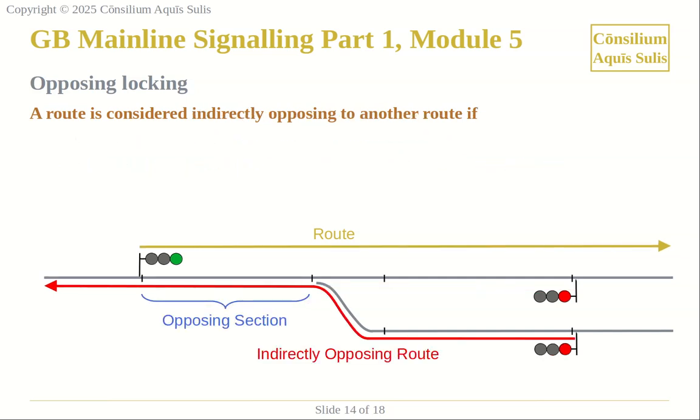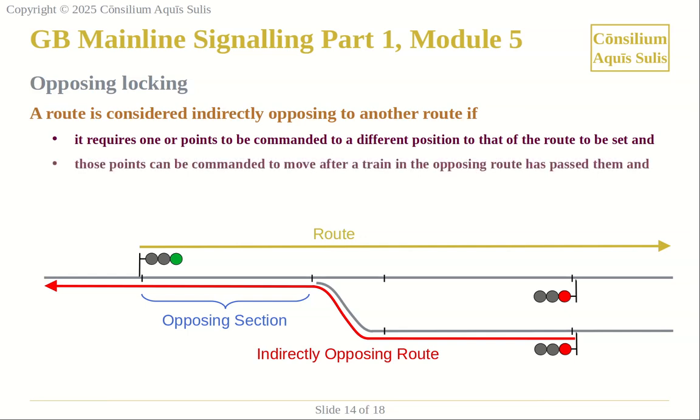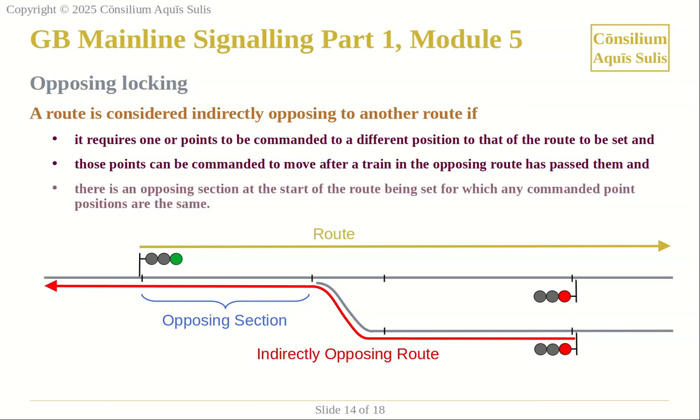An indirectly opposing route is one that requires some set of points in a slightly different position, so the point locking should prevent it being set at the same time. However, if a train passes through an indirectly opposing route, it gets to a position past the points, the blue section in the diagram, where it's on a section of track that is directly opposing. If the points are allowed to release behind the train, that can lead to a situation where a train that was in the route that initially wasn't opposing has now come to a point where it is opposing. So we say it's an indirectly opposing route.